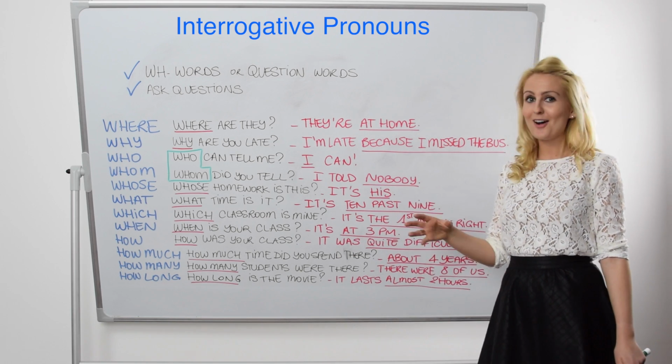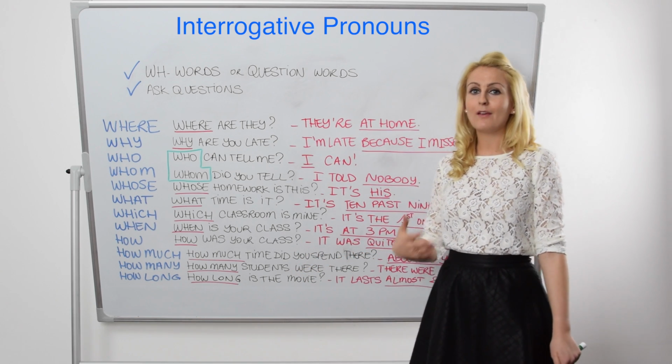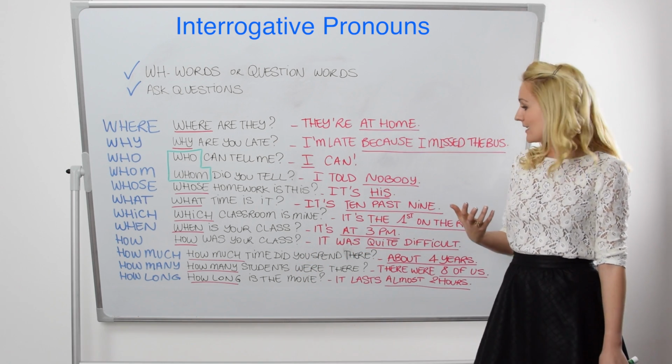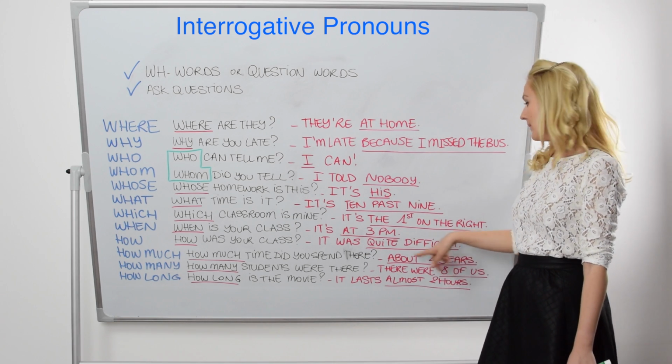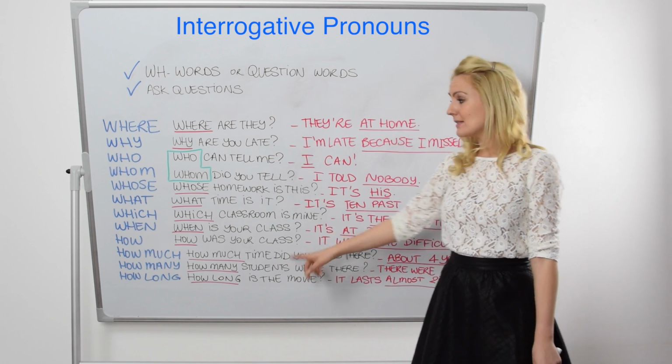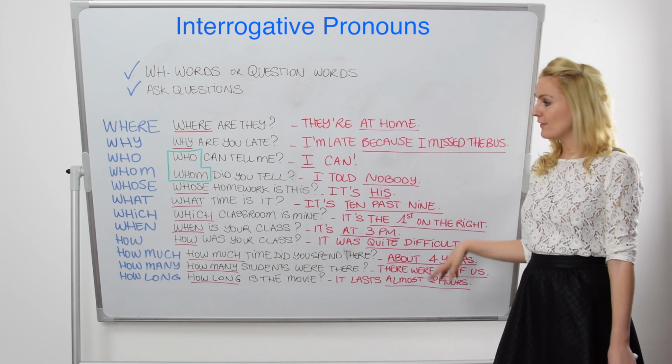Four more actually. How? How is your class? We're looking for adverbs or adjectives. It was quite difficult. There we get one of each. How was your class? How? The answer is quite difficult.